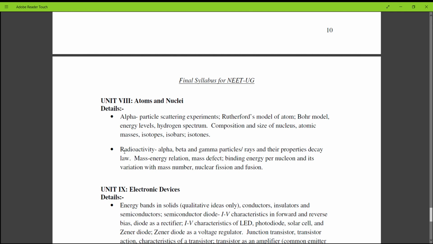Second topic is radioactivity, alpha, beta and gamma particles or rays and their properties, decay law, mass energy relation, mass defect, binding energy per nucleon and its variation with mass number, nuclear fission and fusion.